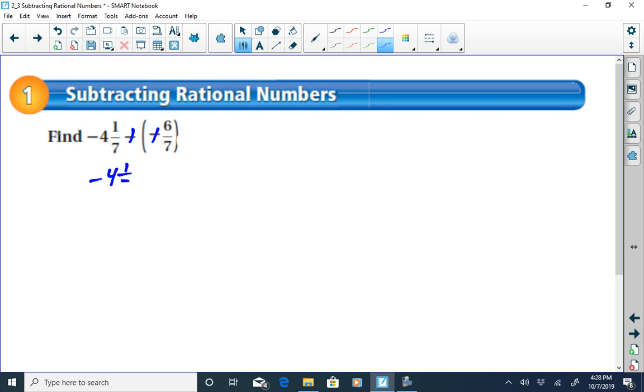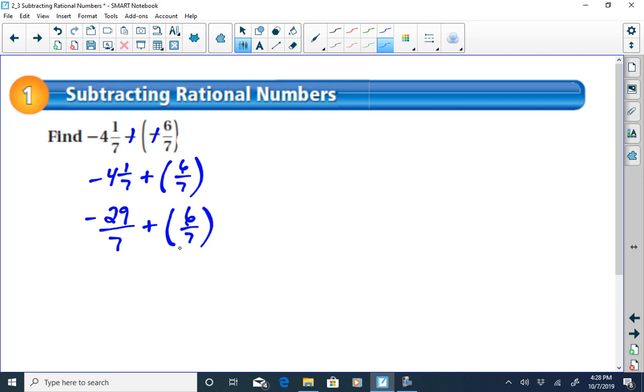We now have the following addition problem: -4 1/7 plus 6/7. Once we have the addition problem, the next step is to change everything to a fraction. This mixed number has to be changed to a fraction. And we do that by multiplying the denominator times the whole number, and then we add the numerator. 7 times 4 is 28, plus 1 is 29. So we have 29 over 7, but that is negative. And then we're going to add the 6/7.